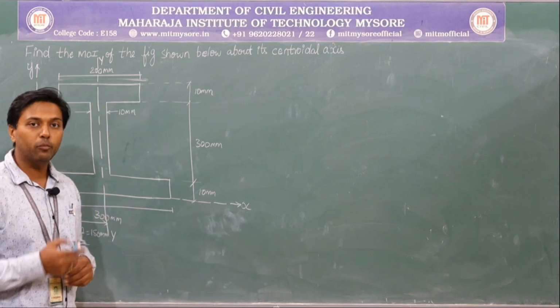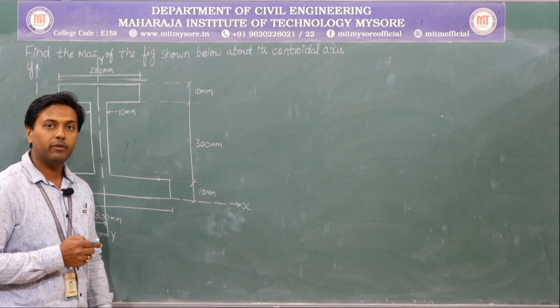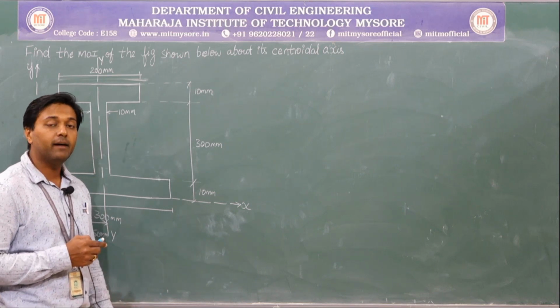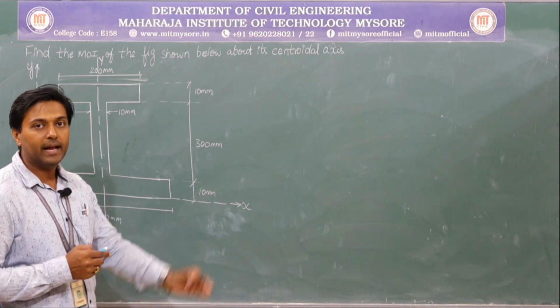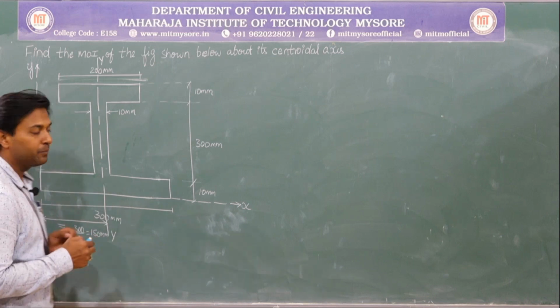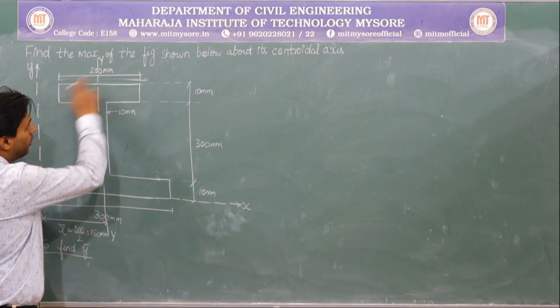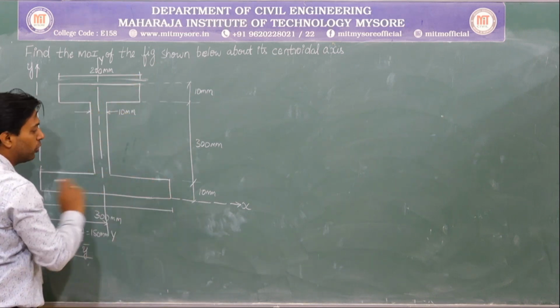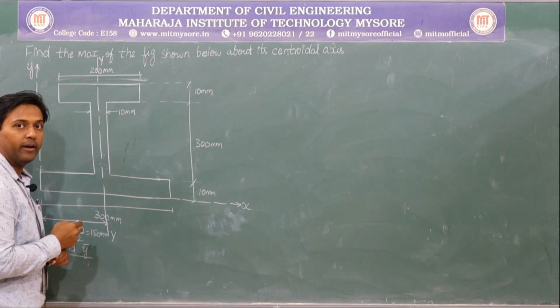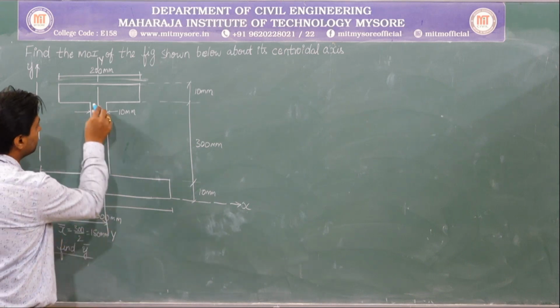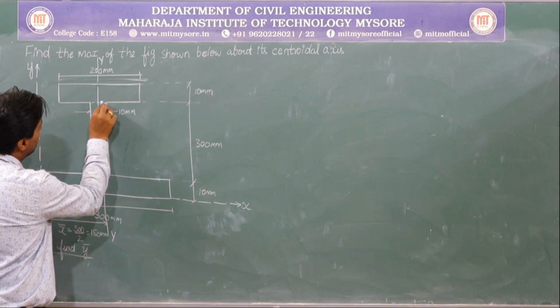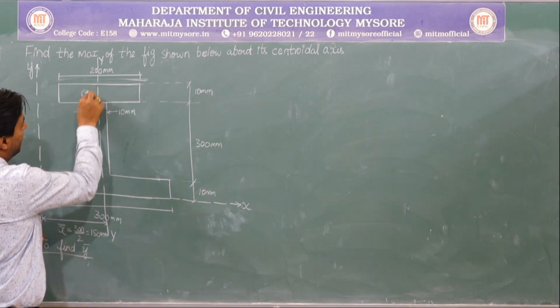I don't have any formula for an I section. So what I will be doing is, I will be dividing the composite area into component areas. How will I be dividing it? Observe. I will be drawing a line like this. So this will become the first part.